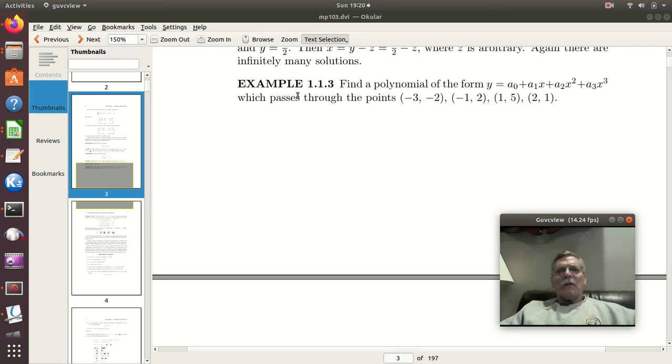Now let's take a look at example 1.1.3. We want to find a cubic polynomial this time. In example 2 we found a quadratic. We did that by hand. Well, you know, we're starting to get a bigger matrix here and so forth.